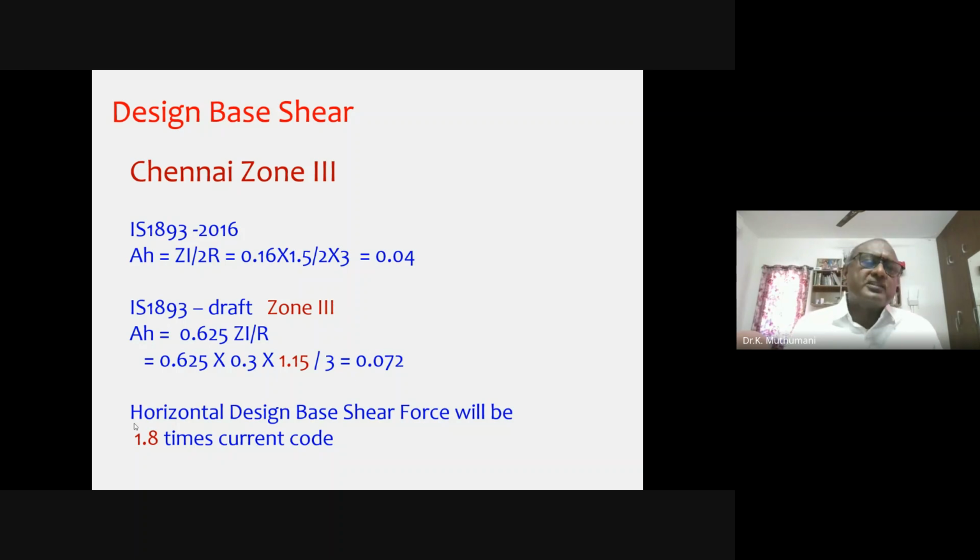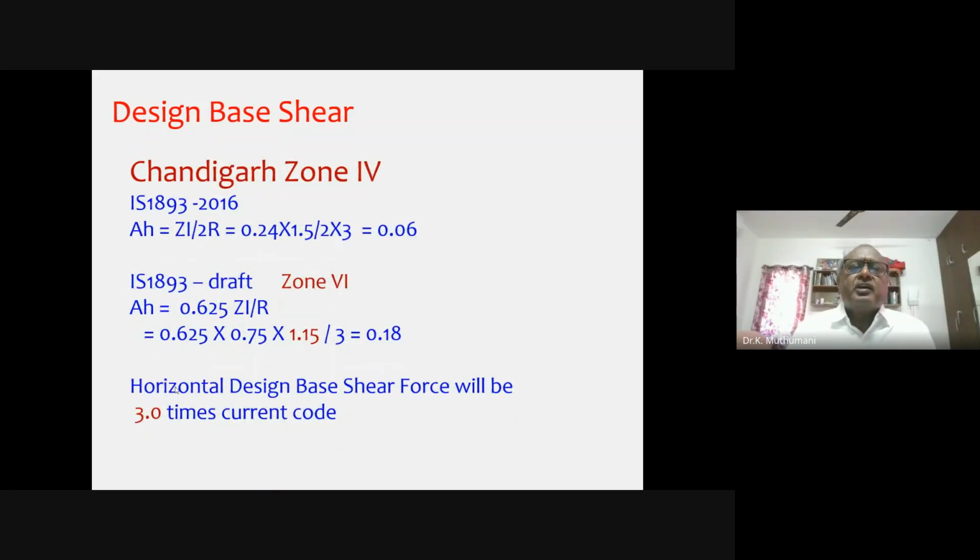I want you to know this because suddenly we say that the wind is governing, earthquake is governing, all that. However, even if you understand the draft code, the force that is to be designed is nearly 1.8 times in terms of the Chennai zone. In the same case, if you are looking at the Chandigarh zone, if you take Z by 2, it is not 6 as per the current code, but if you use the draft code, it is going to be 0.18. That means nearly 3 times. So this is what I want you to note.